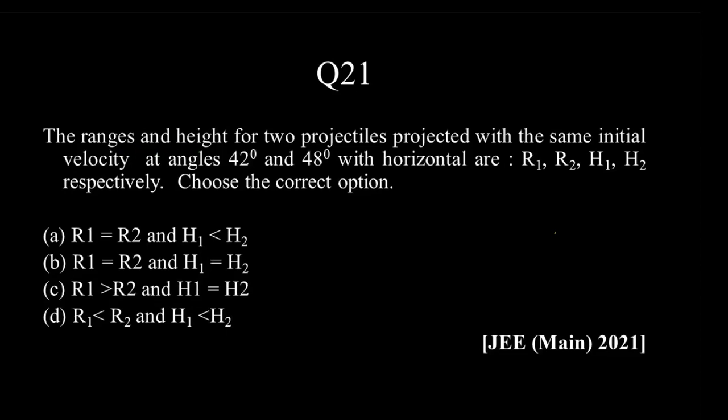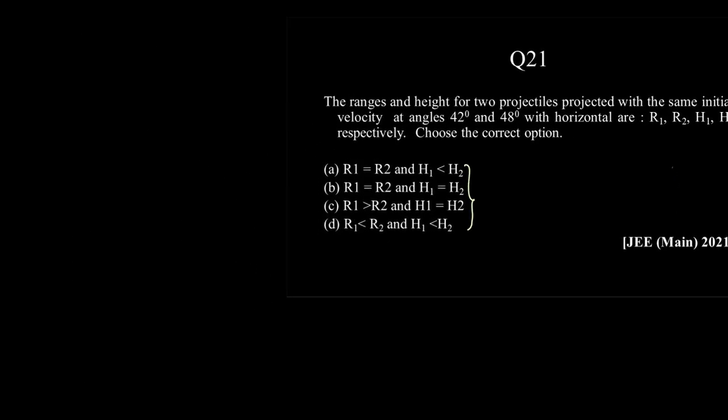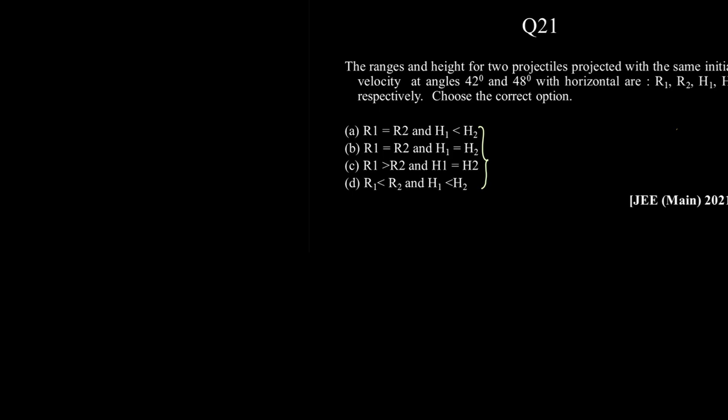The ranges and heights for two projectiles projected with the same initial velocities at angles 42 degrees and 48 degrees with the horizontal are R1, R2, H1 and H2 respectively. Choose the correct option. So we've been basically asked to find out the relationship between these variables. Let us first write down the given data.